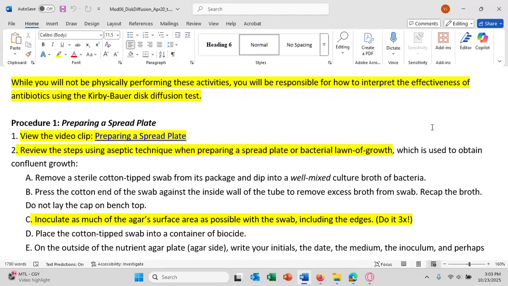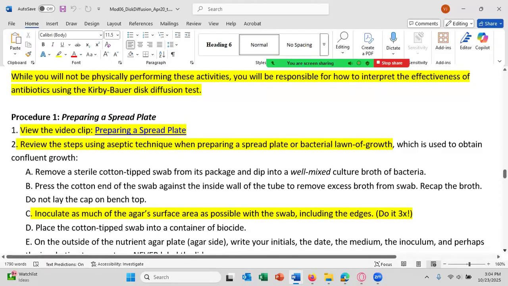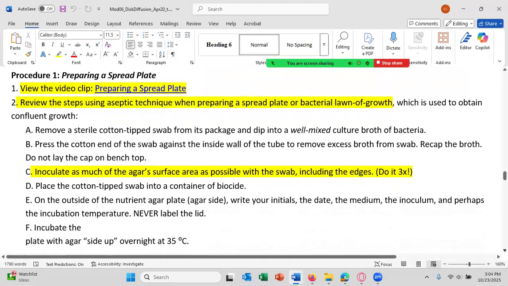So make sure you swab the plate everywhere, and you're supposed to do it at least 3 times, just to ensure that you have bacteria growing everywhere in the lawn. Then put the cotton swab in the container containing bleach or the disinfectant, and write your initials and the date and the medium on the plate, the inoculum, perhaps the temperature, although you always grow that supposedly at the same temperature, 35 degrees.